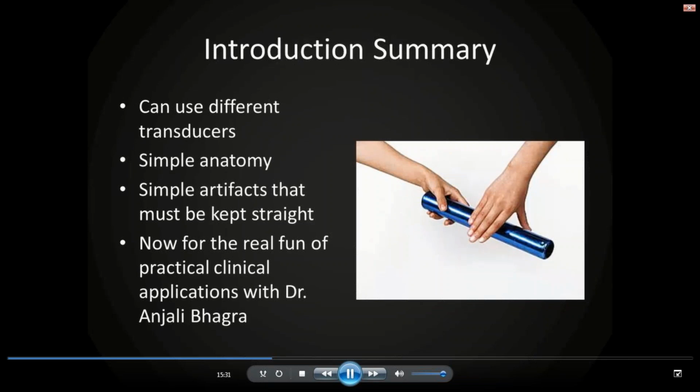Now it's time for me to pass on the baton. In summary, you can use different transducers for lung ultrasound. The anatomy is actually quite simple, as well as the artifacts, but you have to keep them straight. And now for the real fun of the practical clinical applications with Dr. Anjali Bhagra.